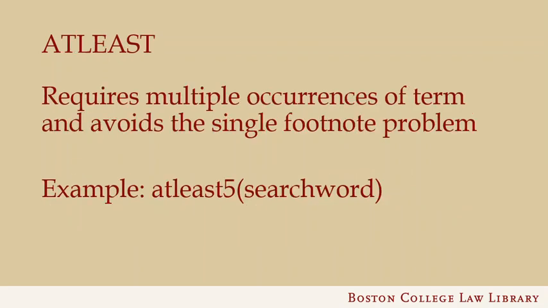Another tool for eliminating irrelevancies is the at least operator. The worst search I ever ran was a single word search that pulled up 30 documents, all of which had footnotes that said, quote, "This document will not discuss," and there was my search term. To make sure that a subject is actually being discussed, as opposed to just mentioned, you can use the at least operator to require your search term to have multiple occurrences in the document retrieved. You can set the number at least 2 or 3 or 5, whatever you think will eliminate the casual mentions but include the true discussions.